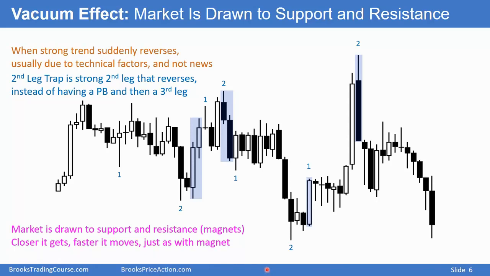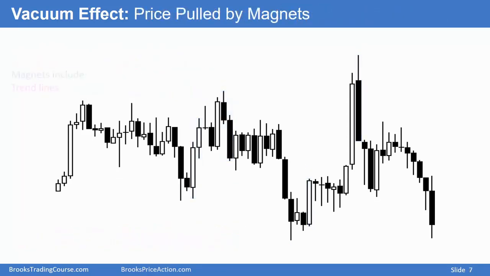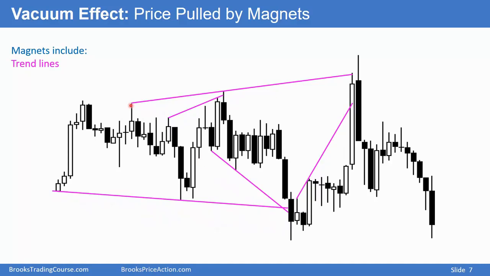The market is always constantly drawn to magnets, support and resistance, and just like with any other magnet, the closer it gets, the faster it moves. Magnets, support and resistance. I use the term magnet to mean support and resistance. There are many types: trend lines, measured moves, prior high, prior low. A trend line drawn across here, reverse down at a trend line. Trend line drawn across here, reverses down. A trend channel line at the bottom of a bull flag, broke below it, reversed up. Same here. Trend line drawn across these highs, it reversed down.